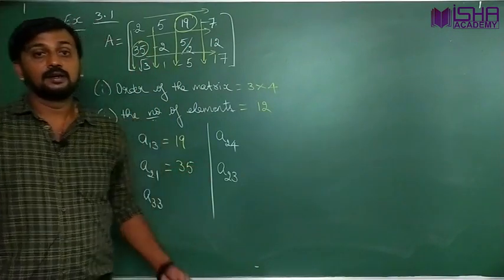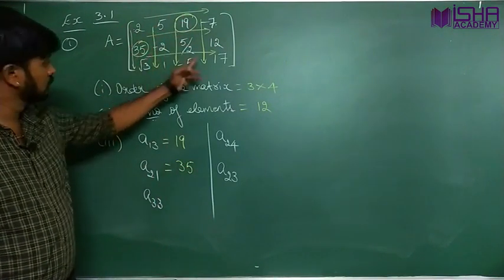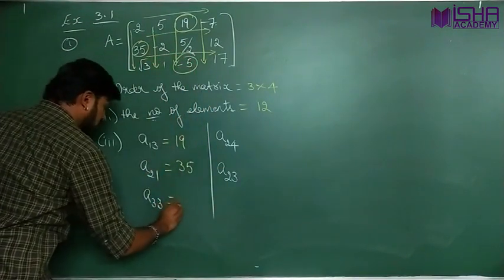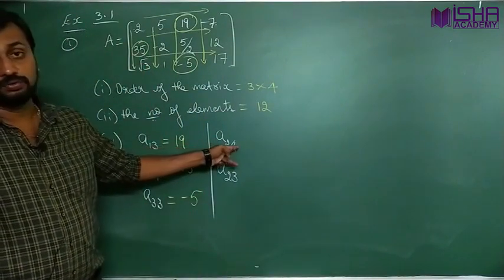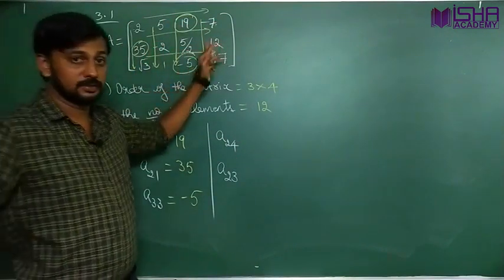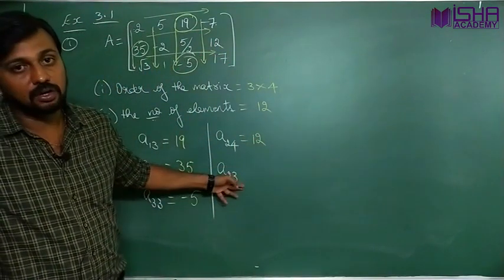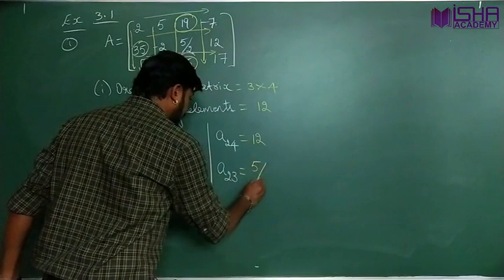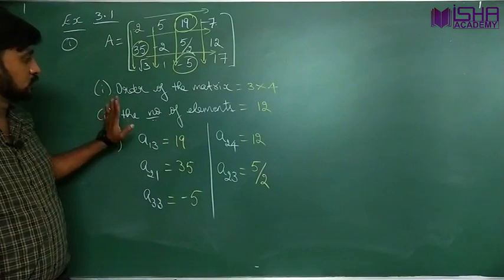Next, A33, the third row, third column element. The third row, third column element is -5. Next, A24, the second row, fourth column element, yes, 12. Next, the second row, third column element, correct, 5 by 2. So you can recognize all the elements. Clear? So that's your first question.